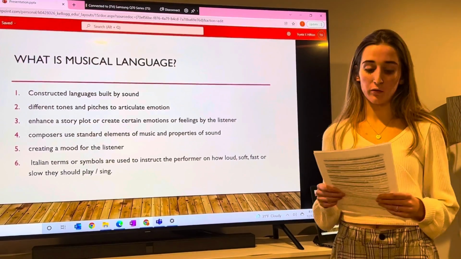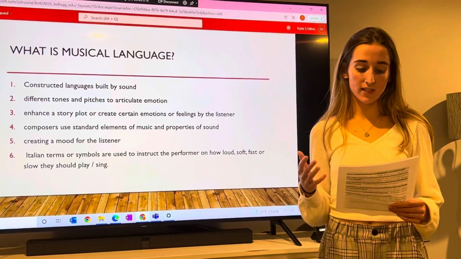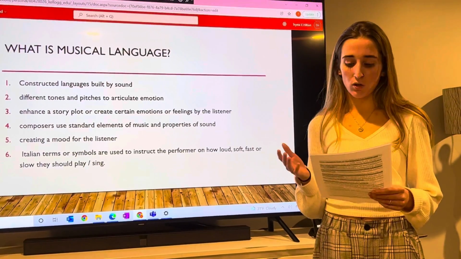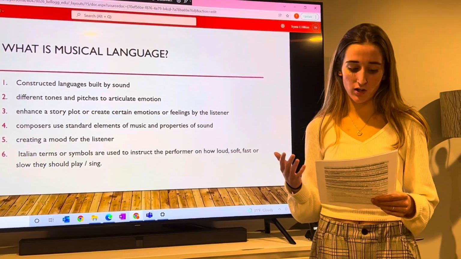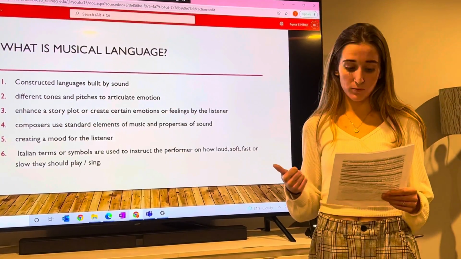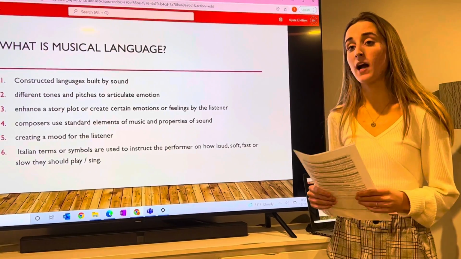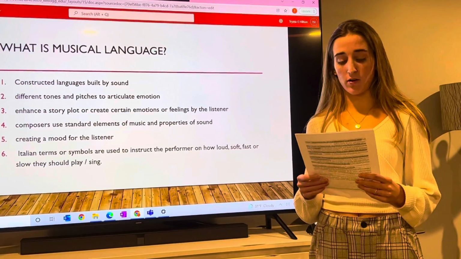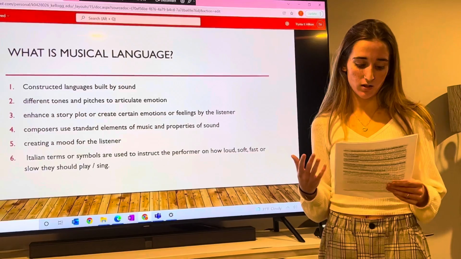What is musical language? Musical language is constructed languages built by sound, using different tones and pitches to articulate emotion. The use of musical language to enhance a story plot or create certain emotions or feelings by the listener is very often done in films, ballets, orchestra pieces, and more. In order to accomplish this goal, composers use standard elements of music and properties of sound. Musical elements play a large role in creating a mood for the listener.